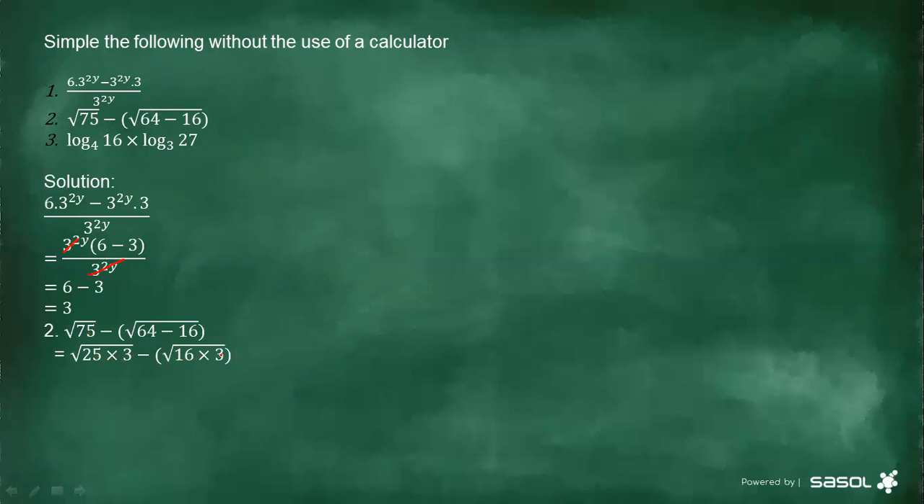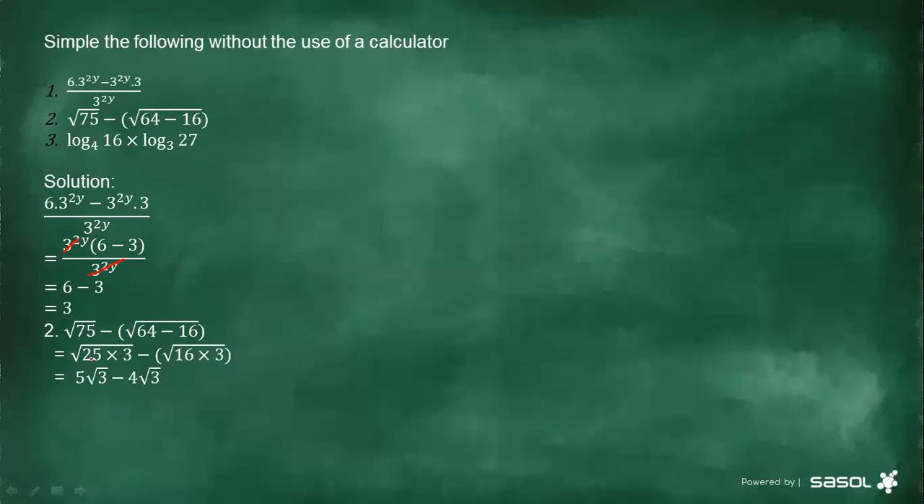And then 16 times 3 is how much? Let's see. It's going to be 48, if I'm not mistaken. Let me check. 16 times 3 is 48. Because 64 minus 16 gives us 48. And 48 is going to be 16 times 3.